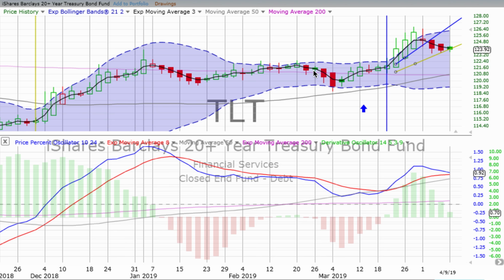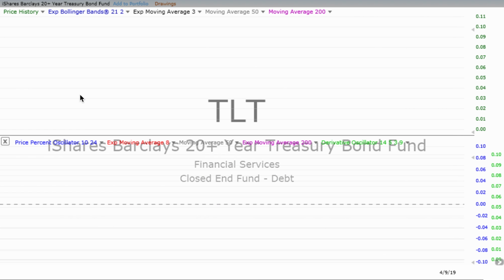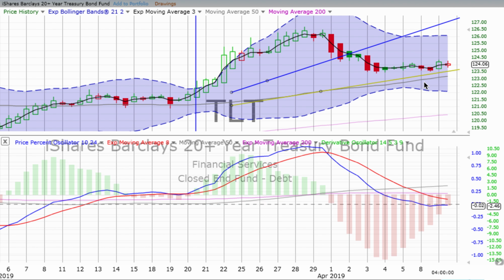We look at the 2-day chart and, of course, trying to recover, pushing above that weekly trend line. Still headed down on the price percent oscillator, derivative oscillator losing momentum, but still positive. Again, hasn't crossed over, going down. And of course, what's going to happen with bonds? Are we going to bounce off that weekly trend line and start heading up?